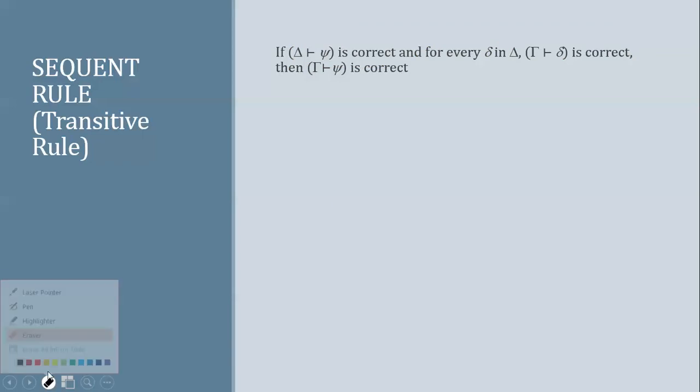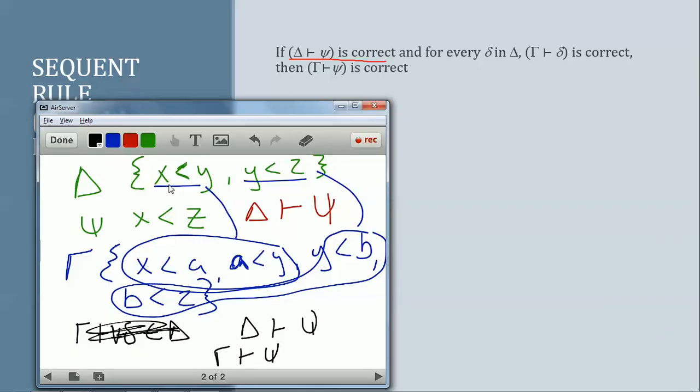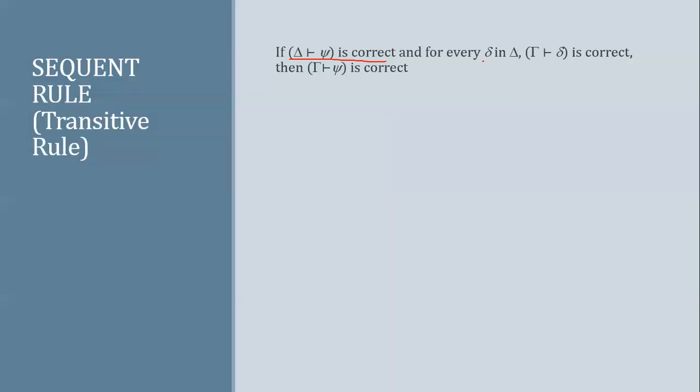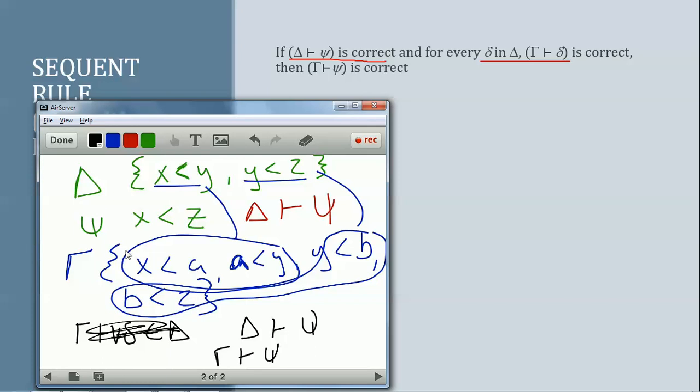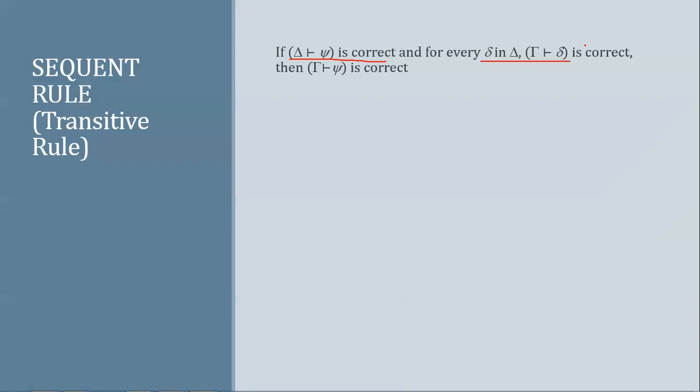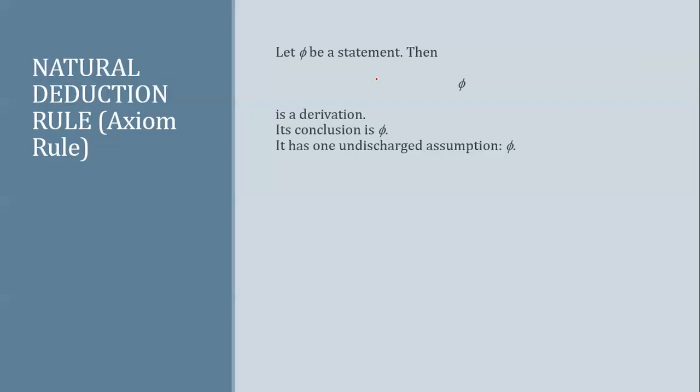Really, what I'm showing you is you have delta entailing psi, right? That's what we had right up here. Delta entailed psi, right? These two statements entail that statement. And then you have this: all the statements in delta are entailed by gamma. So these two statements right here entail this one, and these two statements right there entail that one. So all the statements in gamma entail all the statements in delta. So if gamma entails all the statements in delta, and delta entails psi, then gamma entails psi is correct too. That is the transitive rule. It's kind of an ugly way of presenting it, so I apologize about that. I'm going to get a little bit better as the course goes along.